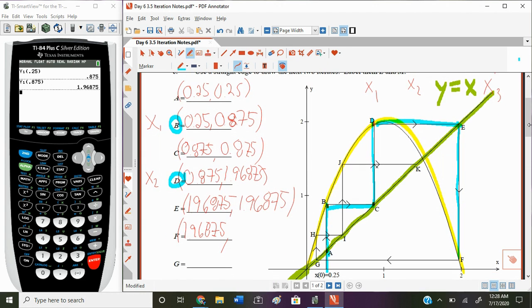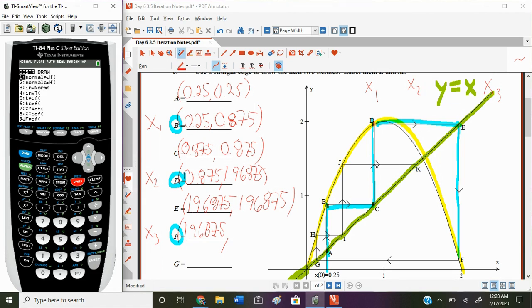All right, so we're trying to do point F, and that is x sub 3, and we need to substitute the number in. So we are going to go to second, not second vars, just regular vars. Move over to the right one, choose function y1, and I'm going to substitute in this number. Now, instead of typing this number again, I can go up and grab it, hit enter, and I'll show you another way to get to it the next time.